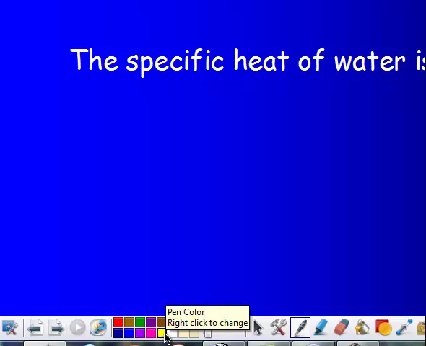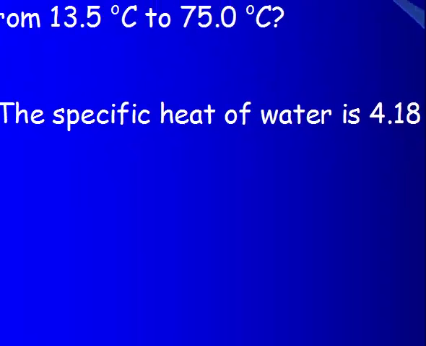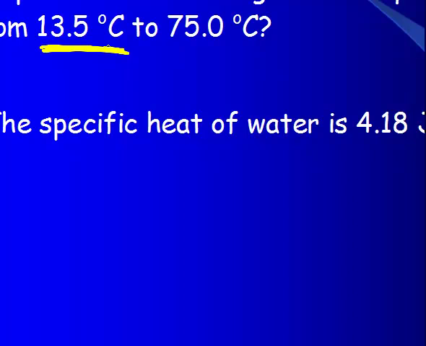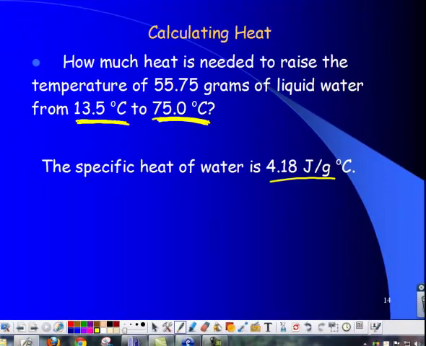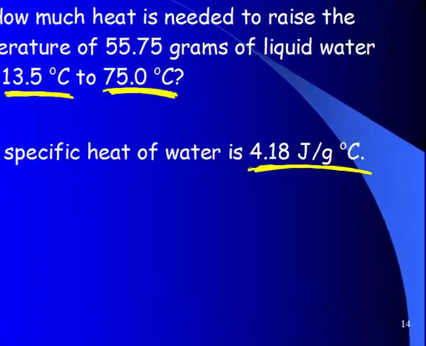All right, so how much heat is needed to raise the temperature of 55.75 grams of liquid water from 13.5 degrees Celsius to 75 degrees Celsius? And then down here you can see I've given you the constant. The specific heat of water is 4.18 joules per gram degree C.